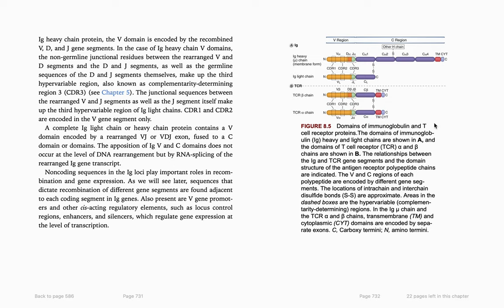So, domains of immunoglobulin and T cell receptor proteins. The domains of immunoglobulin IG heavy and light chains are shown in A, and the domains of T cell receptor alpha and beta chains are shown in B. The relationship between IG and T cell receptor gene segments and the domain structure of the antigen receptor polypeptide chains are indicated. The V and C regions of each polypeptide are encoded by different gene segments. The locations of intrachain and interchain disulfide bonds are approximate. Areas in dashed boxes are hypervariable complementarity determining regions. In IG mu chains and T cell receptor alpha and beta chains, transmembrane and cytoplasmic domains are encoded by separate exons.